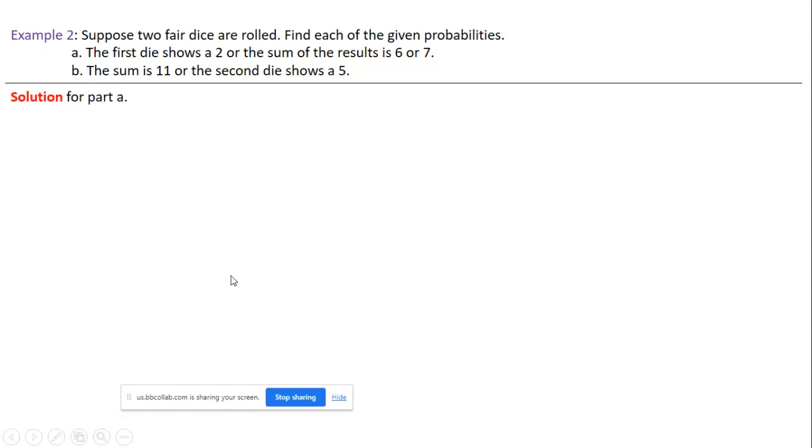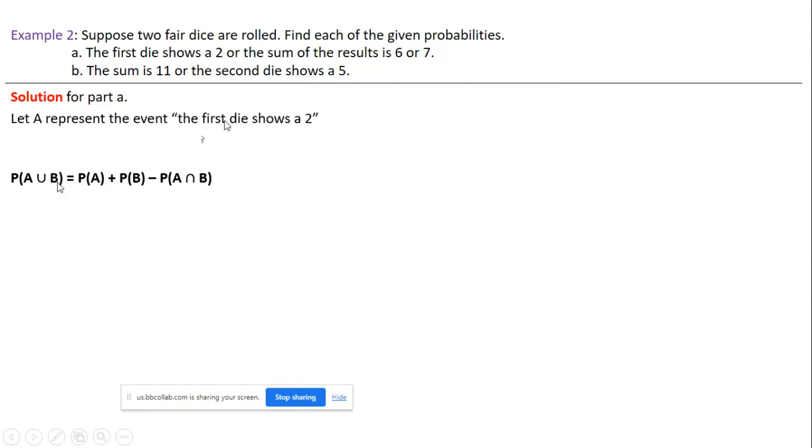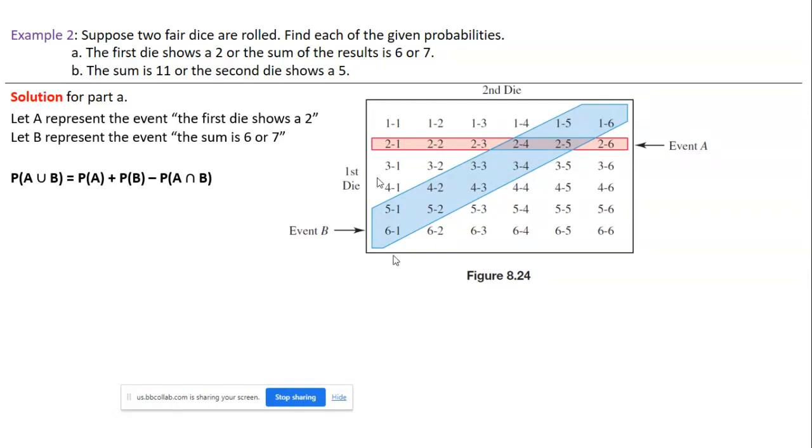So let's do the solution for part A. Okay. So we are going to be using this example again because we want the first die shows a 2 or the sum of the results is 6 or 7. Okay. So let's represent the first die shows a 2 as A, and we'll show that the sum of 6 or 7 will be the B part. Okay. So let's go ahead.